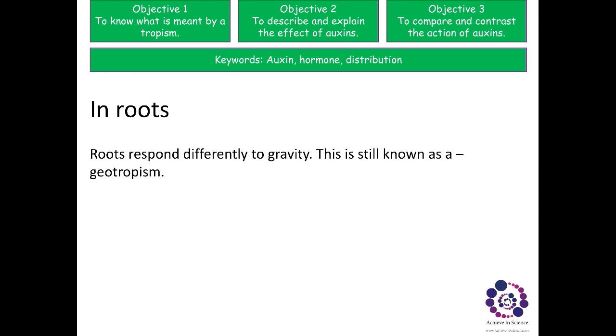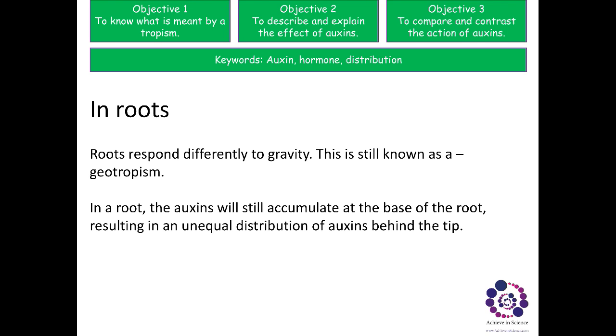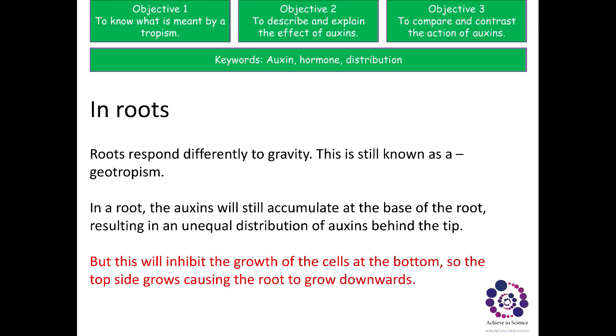In roots, the opposite happens. Roots still respond to gravity, but they respond differently. This is still an example of a geotropism. In a root, the auxins will still accumulate at the base of the root, again resulting in an unequal distribution of auxins behind the tip. But this will inhibit the growth of the cells at the bottom, and therefore the top side will grow and elongate, causing the root to grow downwards instead of upwards.